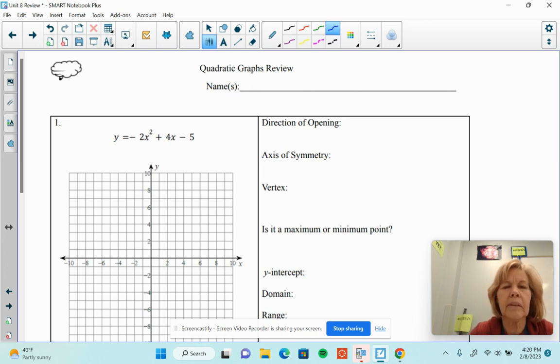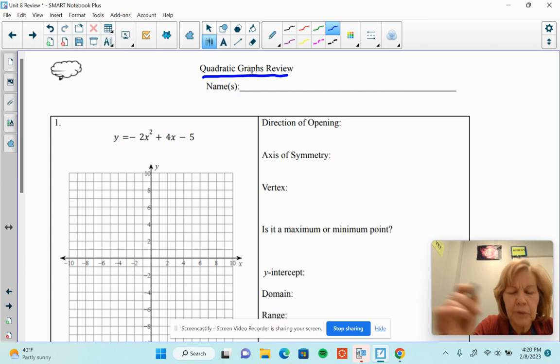All right, welcome. This is the first of 4 videos for the answer key for the quadratic graphs review. So this will just be problem number 1, and then I'll do separate videos for the other problems. So first thing we're going to look at is direction of opening. We have this quadratic function.